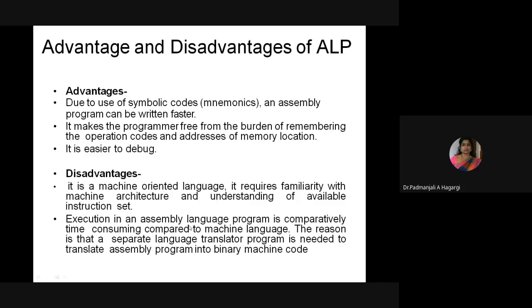Execution of an assembly language program is comparatively time consuming compared to machine language, and the reason is that a separate language translator program is needed to translate the assembly program into binary code. A separate translator is needed. What is that separate translator? Along with the compiler, we have the assembler. That itself is called a separate translator.